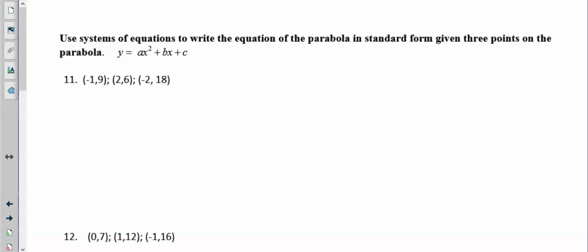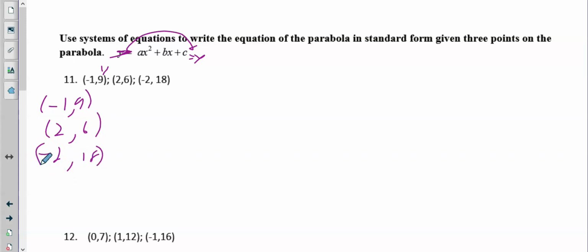All right. Remember on this one, I suggest you rewrite it like this. So you're in the habit of setting up your matrix correctly, that the y always goes on the right side. So all we do is take each one. So I have -1, 9. I have 2, 6, and -2, 18. Remember, pay close attention if you ever have an x that's negative. So we're just plugging in right here. So that's -1 squared a, -1 b. This is always 1 equals the 9.